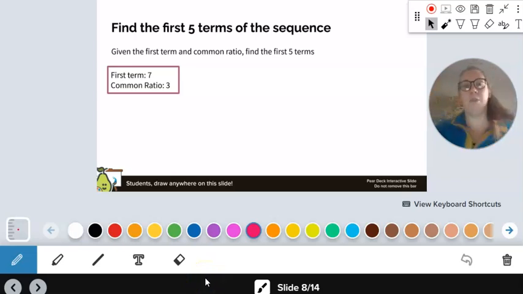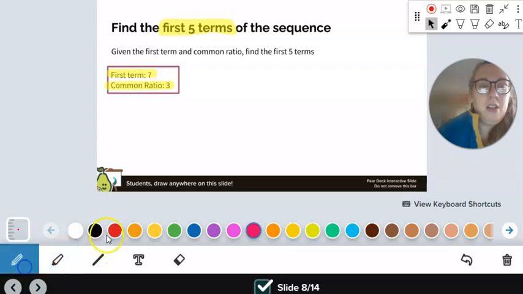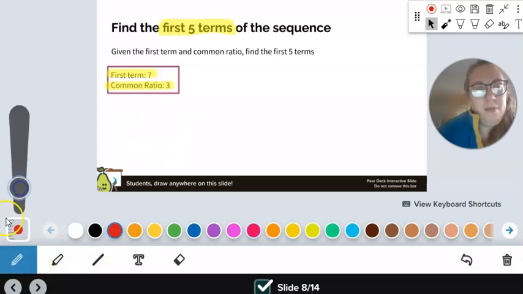All right, my friends, so we're back for part 2, and we see this is asking us to find the first 5 terms of the sequence. It tells us what the first term is, and it tells us what the ratio is. So our first term is 7.